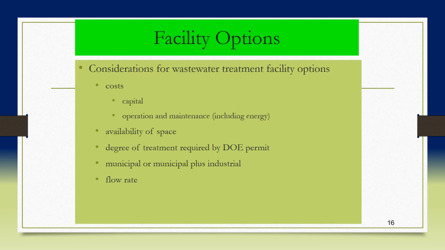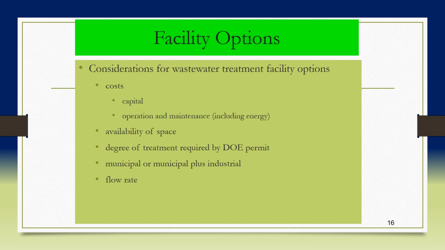Okay, next is the consideration. So this is also important. So the consideration of factor we need to consider to build the wastewater treatment facilities in the plant or in the industry. So the first one is the cost, including capital cost and also the operation and maintenance cost, and the availability of the space. So macam kalau kita nak buat wastewater treatment plant kat satu industri, kita pun kena tengok juga space itu cukup ke tak.